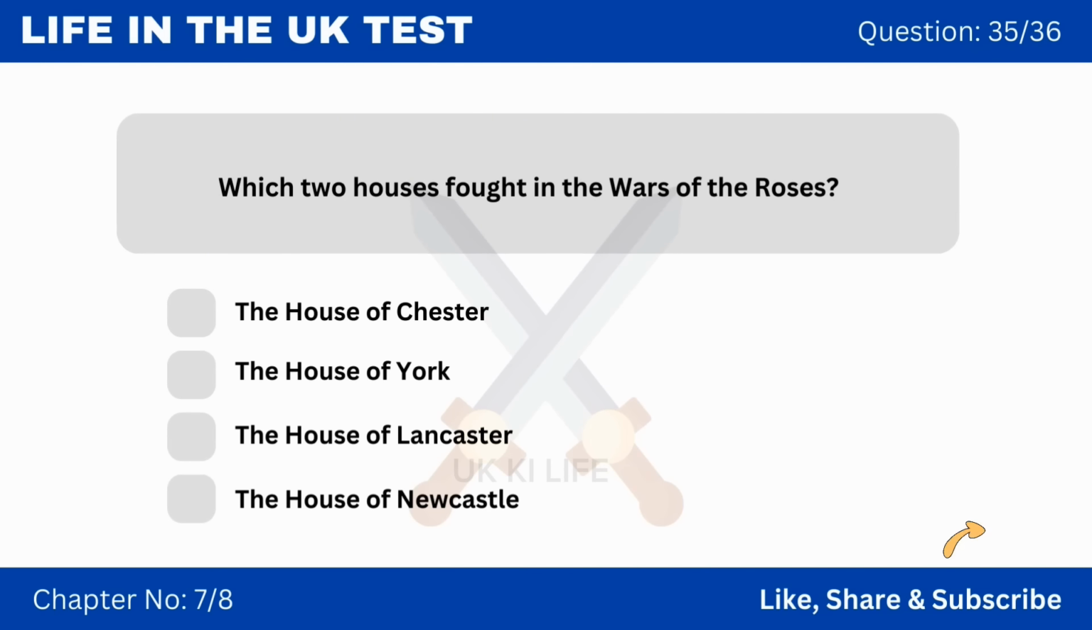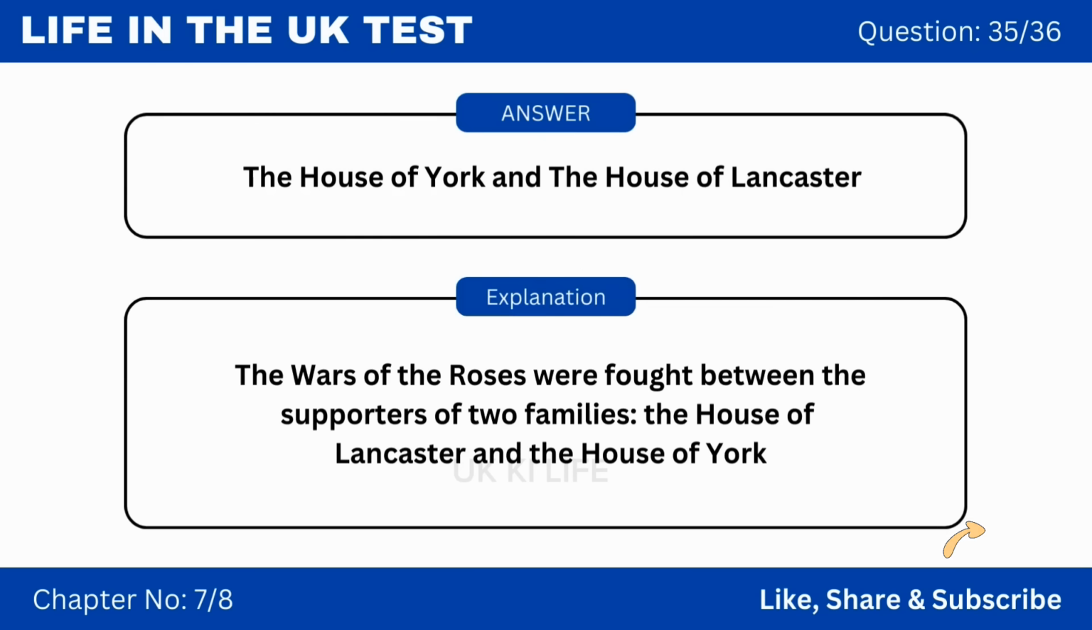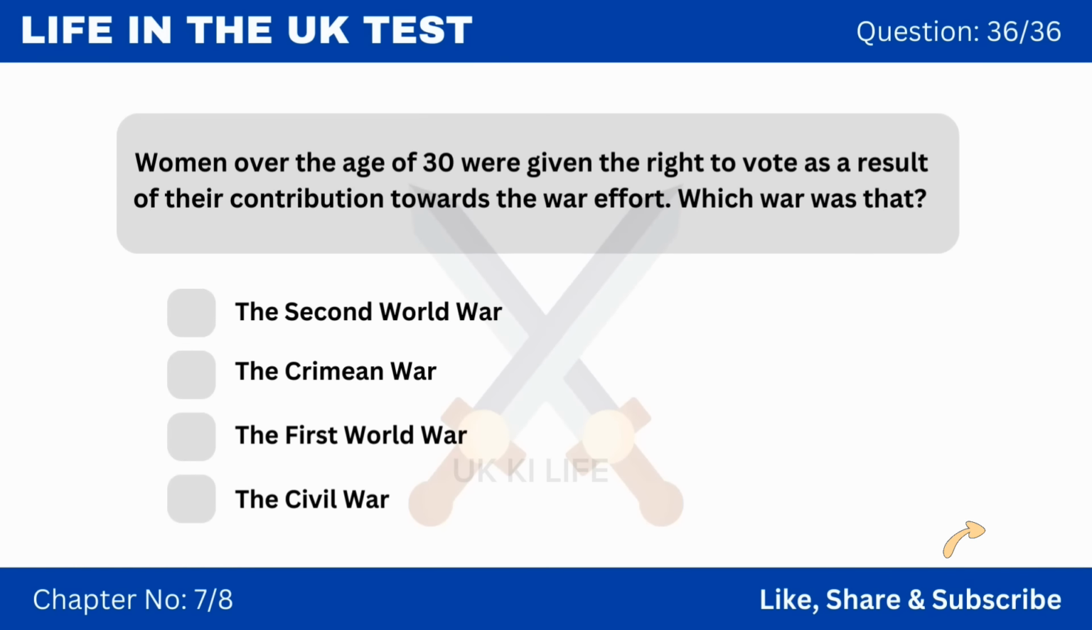The correct option is B and C. Explanation. The Wars of the Roses were fought between the supporters of two families, the House of Lancaster and the House of York. Question 36. Women over the age of 30 were given the right to vote as a result of their contribution towards the war effort. Which war was that? The Second World War, the Crimean War, the First World War, the Civil War.